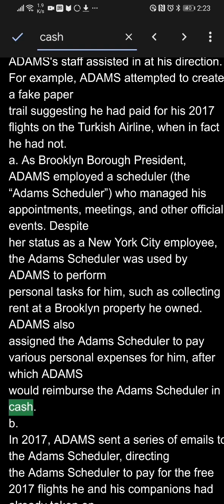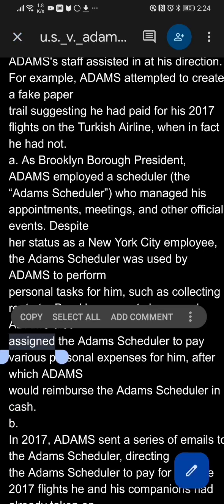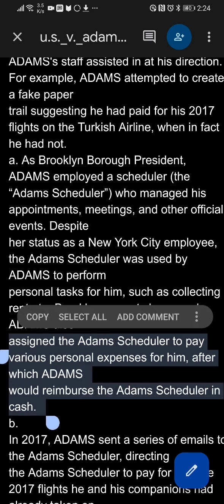We know here on Lafayette, that's where he supposedly lived. Adams also assigned the Adams scheduler to pay various personal expenses for him, after which Adams would reimburse the scheduler in cash. That seems odd. Why would a city employee be paying for things? Is she using her credit card?